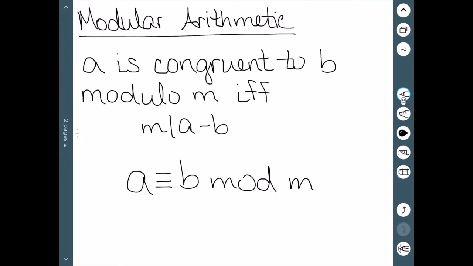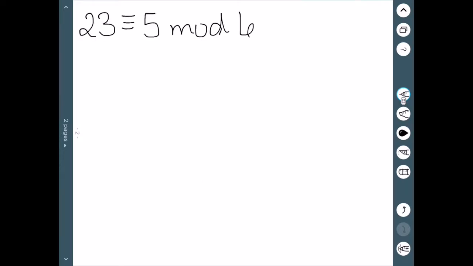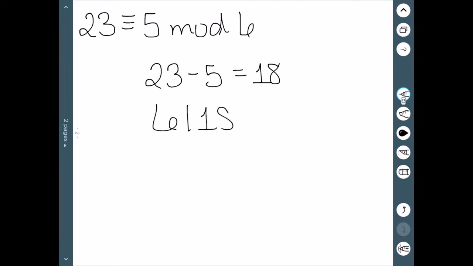I'll look at a couple of examples of how to show things are congruent using this method, and then we'll talk about an alternative method to see if things are congruent. My first example, I want to know is 23 congruent to 5 mod 6. The first thing I need to do is subtract 23 minus 5 to get 18. And then I want to know, does 6 divide 18? And yes, it does. Therefore, yes, these numbers are congruent modulo 6.